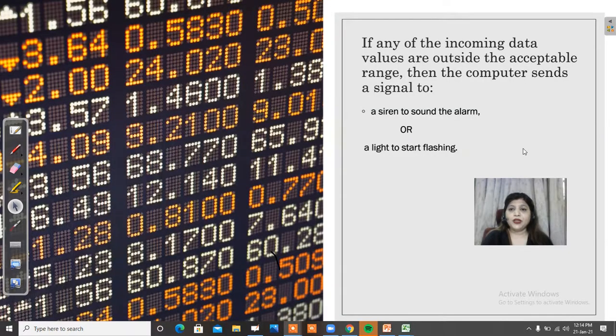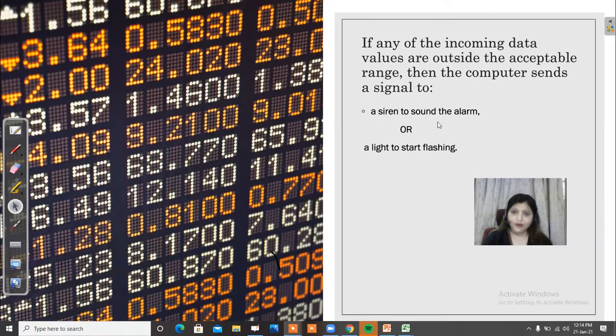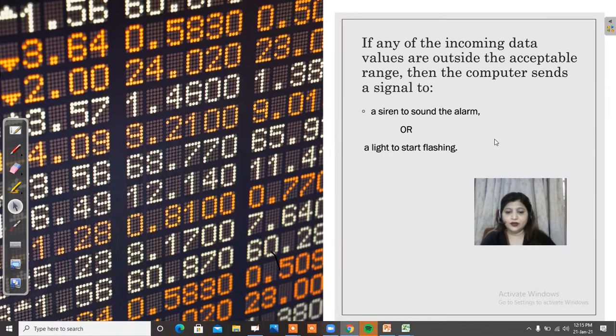As I told you, if any of the incoming data are outside the acceptable range, a sound, a light, or informing the authorities will be done. Okay. So I hope the concept, example number one pertaining to a burglar alarm system, is clear to you. So moving ahead.